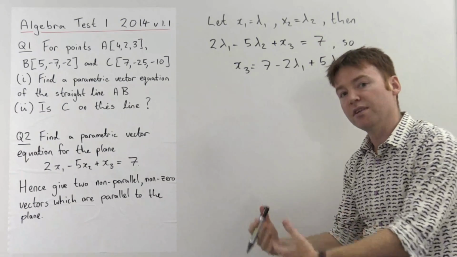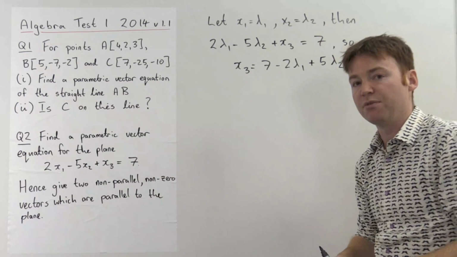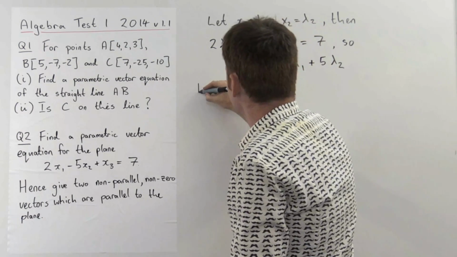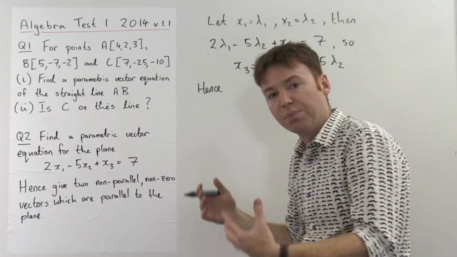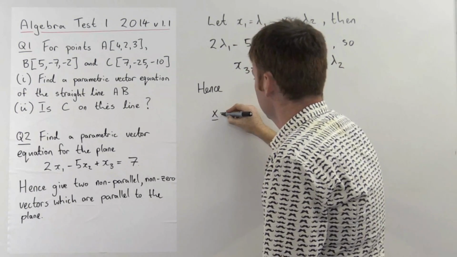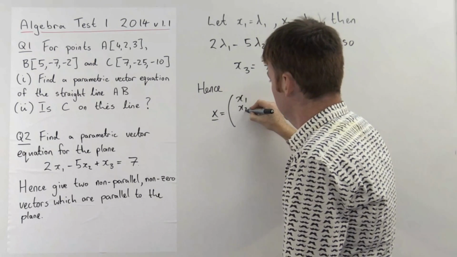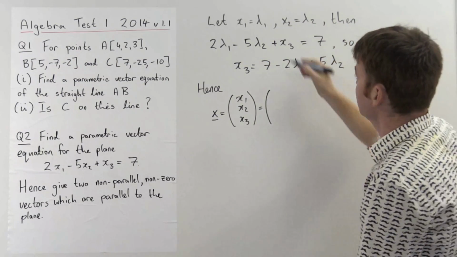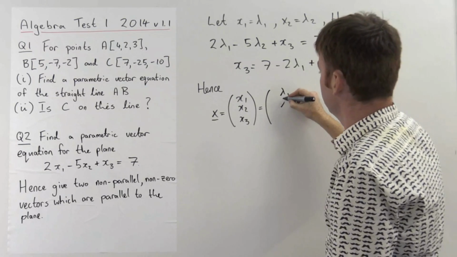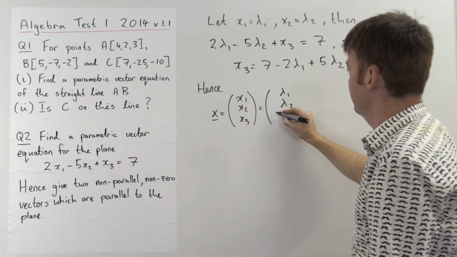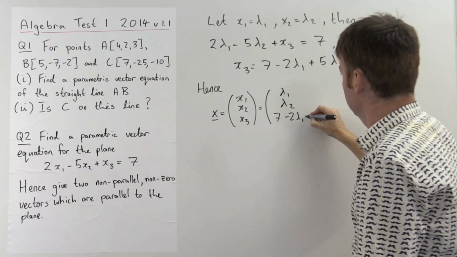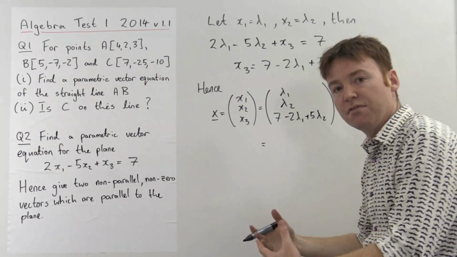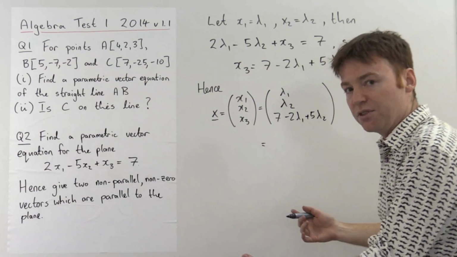So here are my variables x1, x2, and x3, all written in terms of my parameterization with lambda 1 and lambda 2. Hence the plane in parametric vector form. The plane is given by x is equal to, well, what is my x1, x2, and x3? x1 is just lambda 1. x2 is just lambda 2. And x3 is this. Which I can write as a sum of a constant vector, a vector which is a multiple of lambda 1, and a vector which is a multiple of lambda 2.